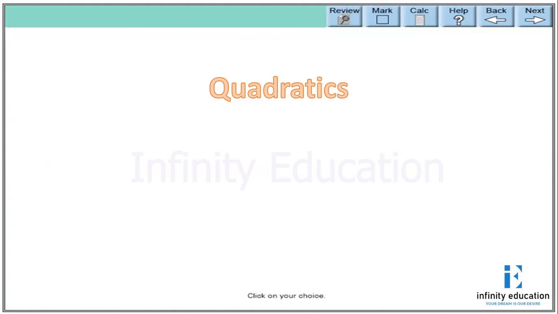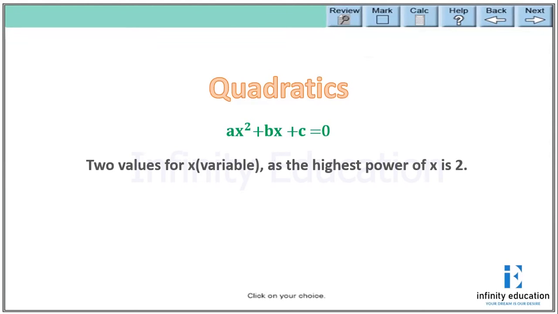Today in our 20th class, we will learn some basics about quadratics. What is a quadratic? A quadratic equation looks like this: ax² + bx + c = 0, where the highest power of x is 2. So there should be two values for x, or the variable. It can be x, y, z, anything, as the highest power of x is 2.